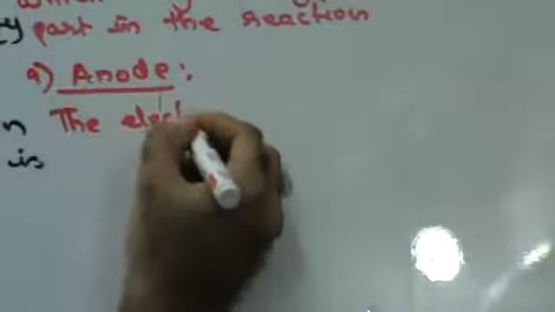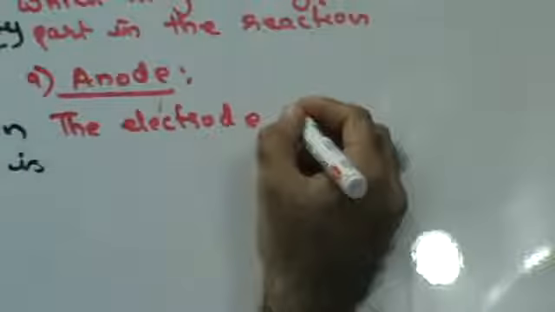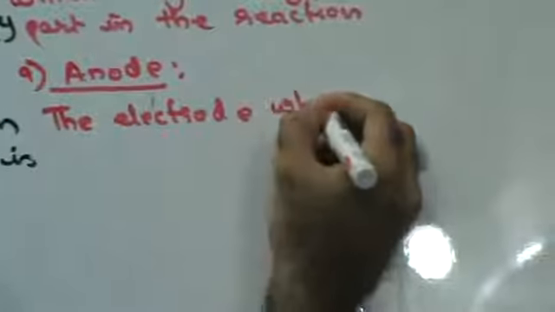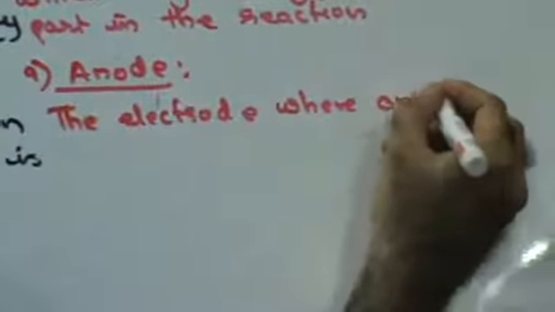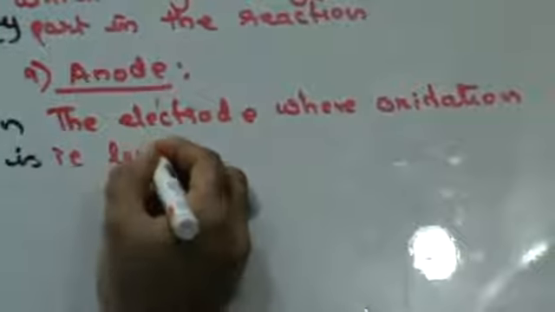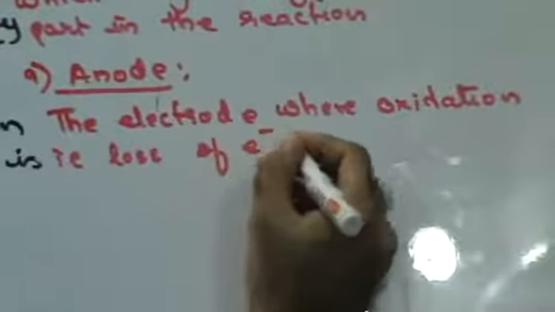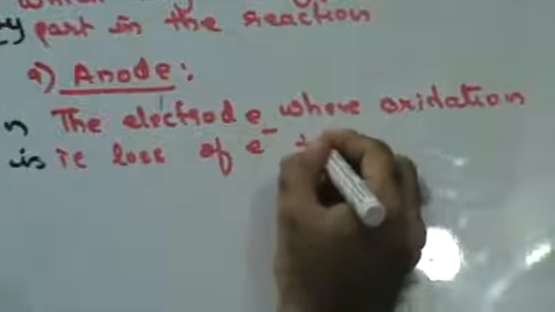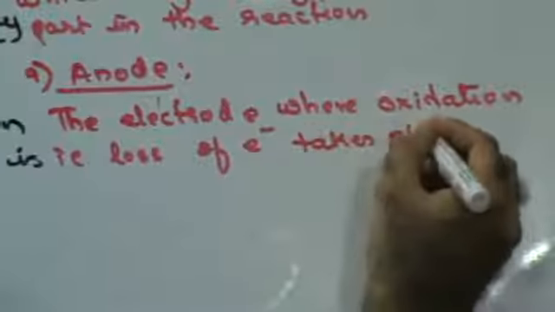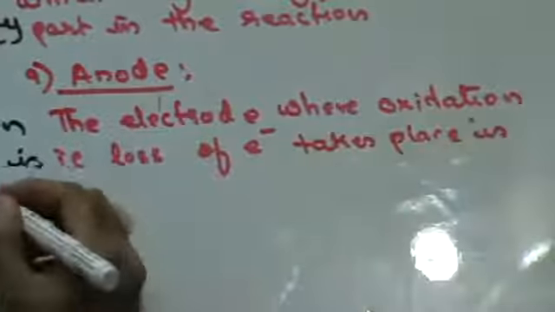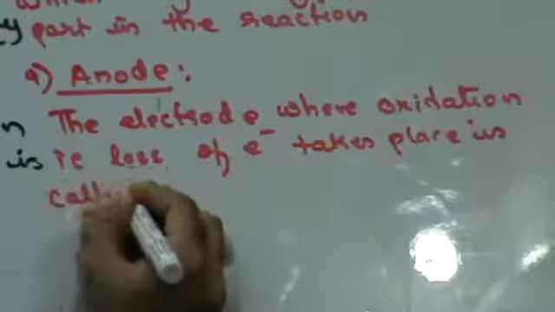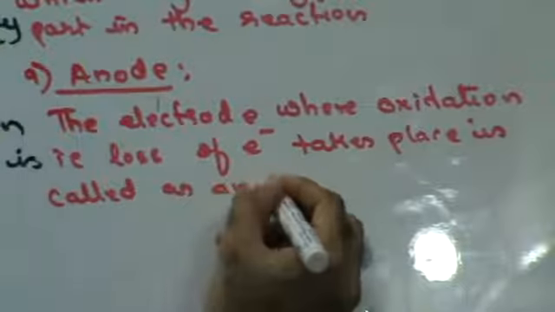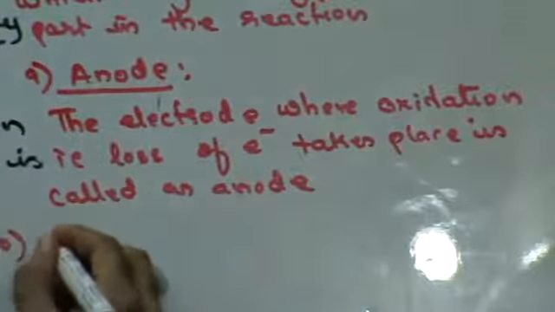The electrode where oxidation, that is loss of electrons, takes place is called the anode. Next you have the cathode.